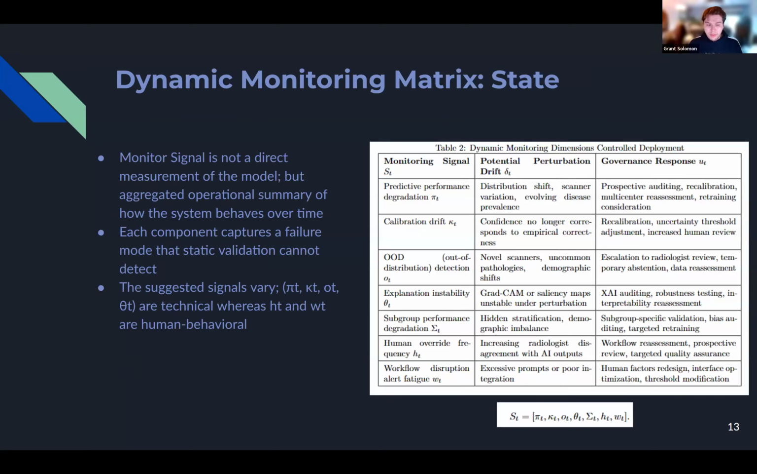Next slide. To monitor deployment safely, we track both technical signals like calibration drift and predictive degradation, and human-centered signals like override frequency and workflow fatigue.